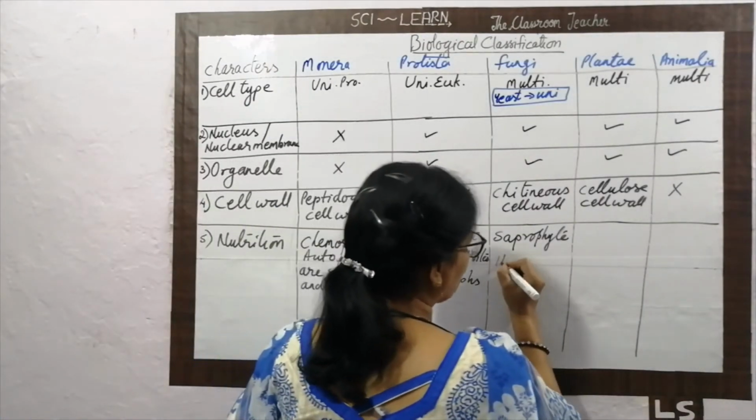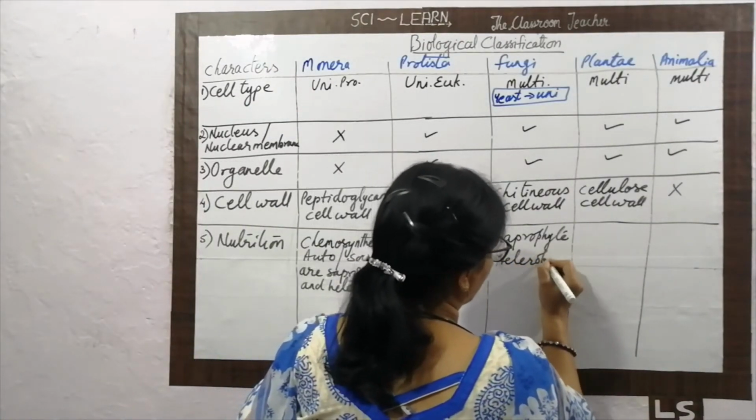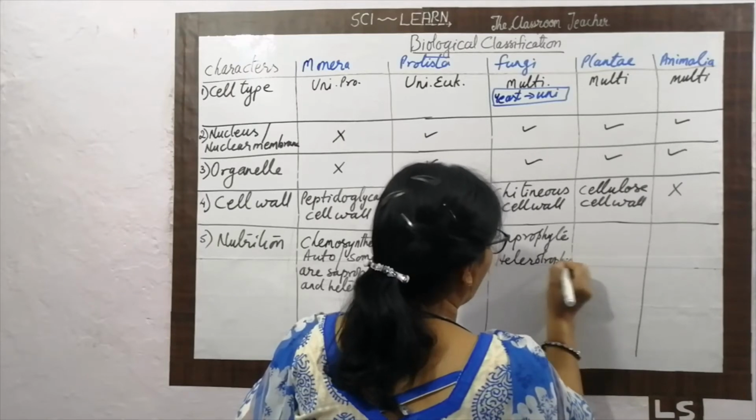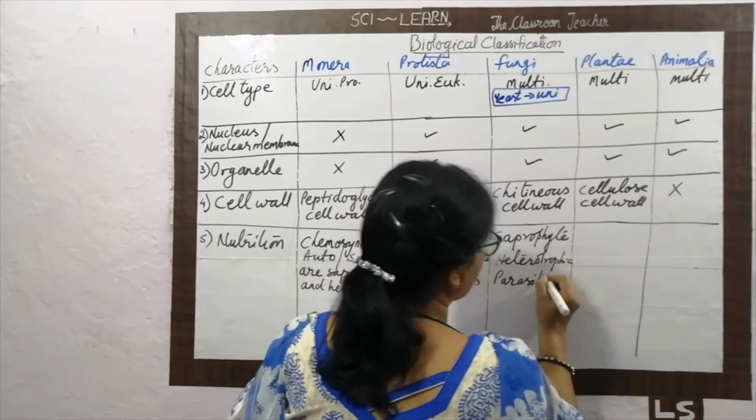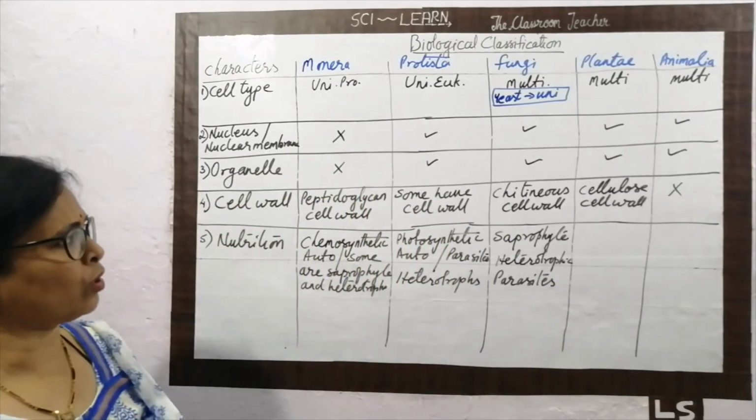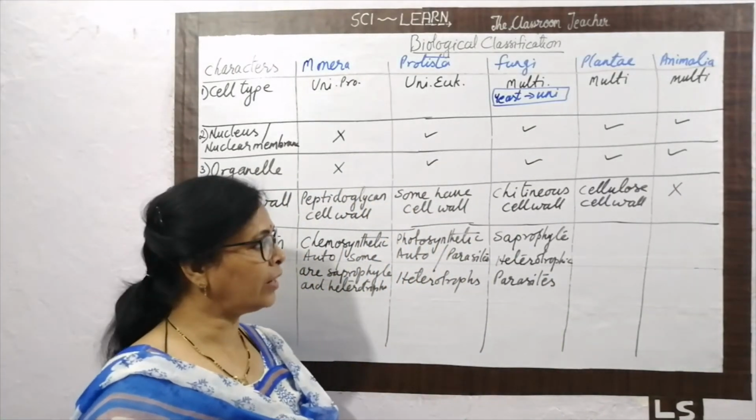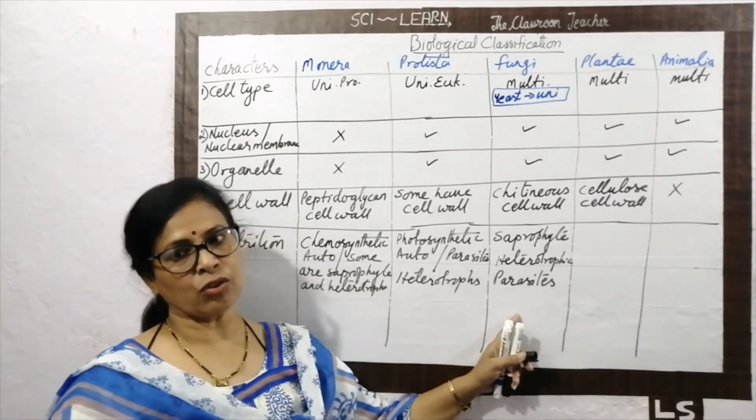Saprophytes are also a type of heterotrophic nutrition. So it is heterotrophic, and some are parasites also. Some saprophytes are parasites also. Fungal infection is a very common disease in humans, because they are parasites on our body.